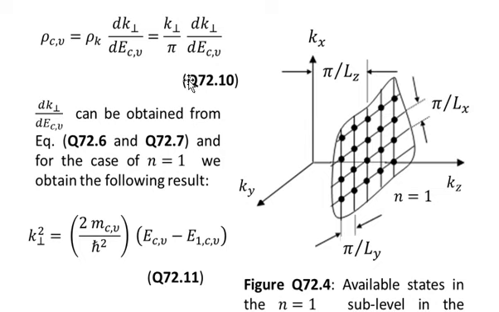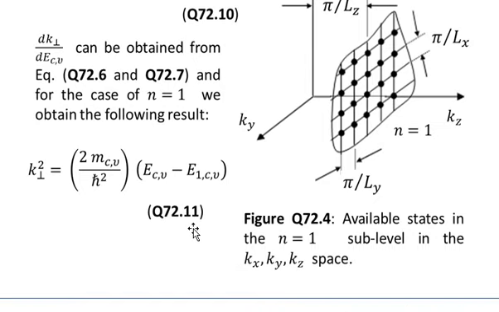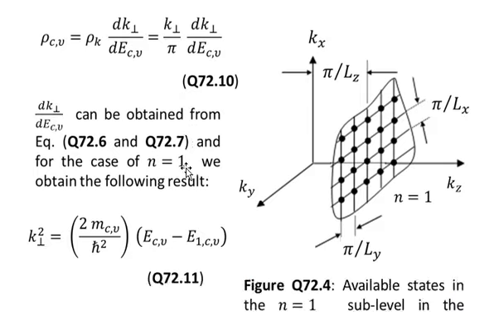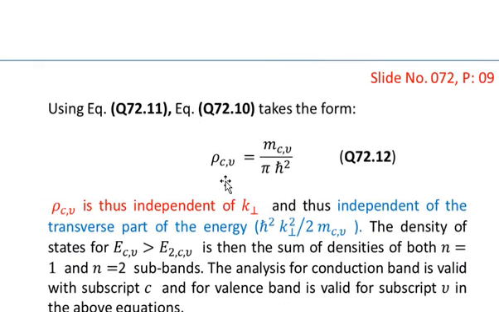Substituting that value in equation number 10, we obtain the equation as given in equation number 11, that is k perpendicular square is equal to 2 times mCv over h bar square, multiplied within the parentheses by the difference of energy, that is ECV minus E1CV. So this is the value of k perpendicular square that we have obtained from the previous equation, and then taking the derivative of k perpendicular with respect to the energy and substituting in equation number 10, we obtain the value of rho Cv equal to mCv divided by pi times h bar square, as shown in equation number 12.